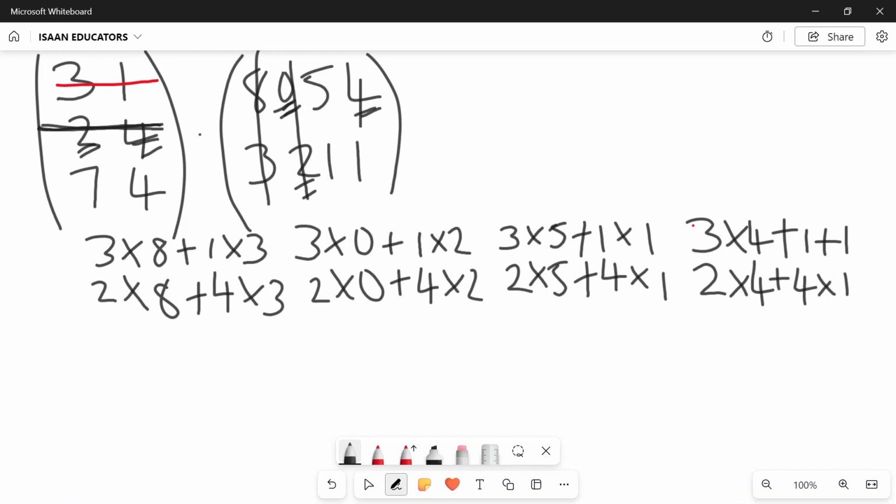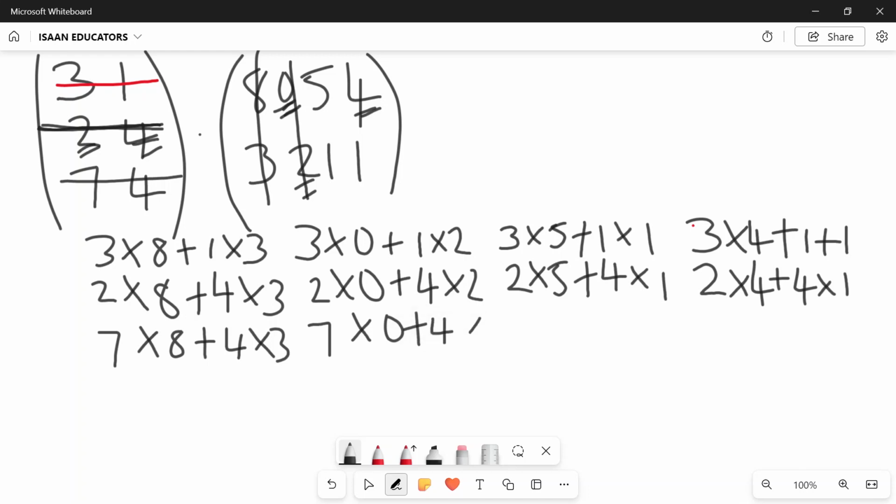So we now move to the third row in the first column, in the first matrix, sorry. Then you multiply with the elements in the columns in the second matrix. So we are going to take now 7 multiplied by 8. Then you'll add 4 multiplied by 3. Still proceed. You're going to take now 7 multiplied by 0 plus 4 multiplied by 2.